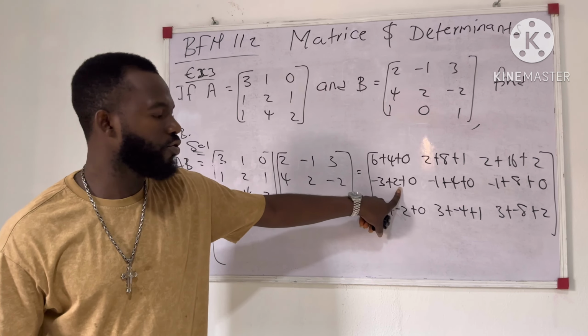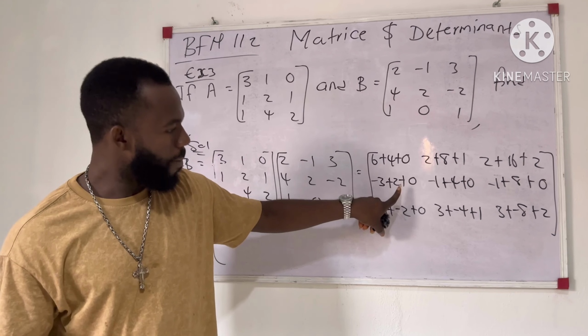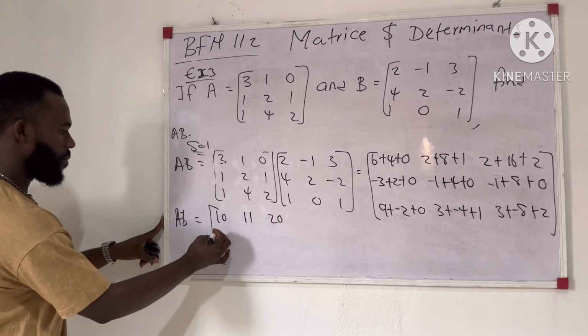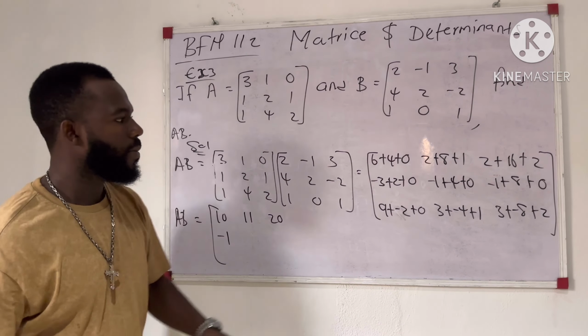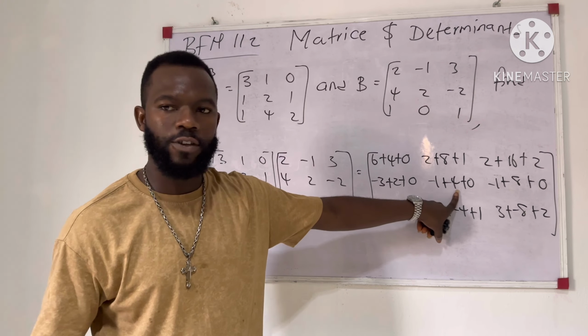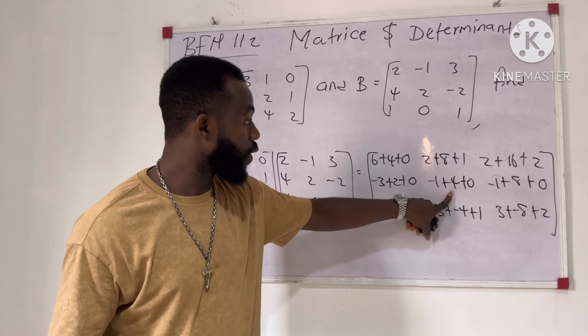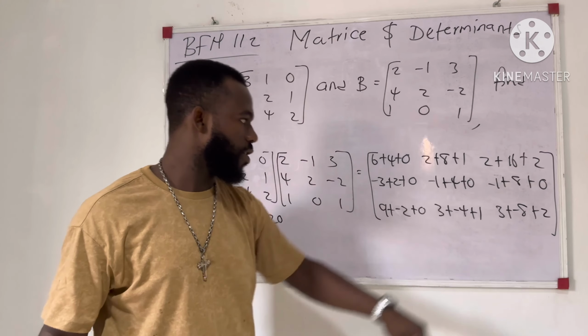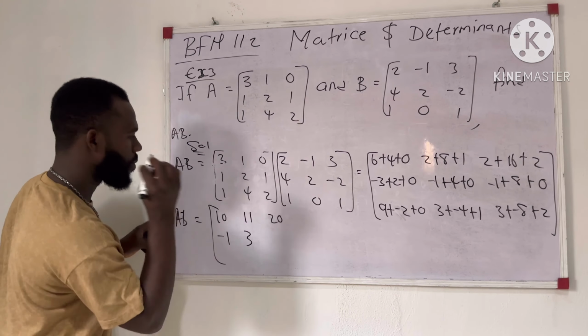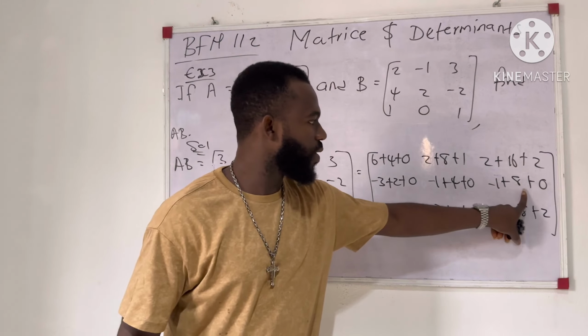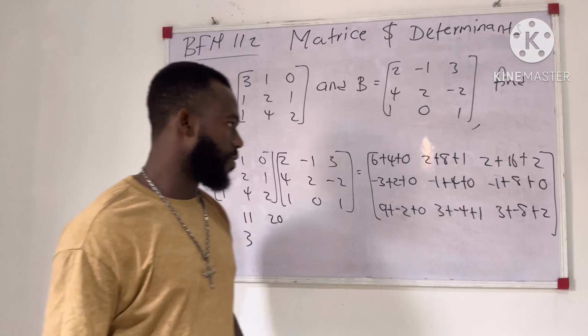Minus 3 plus 2 gives us minus 1. And minus 1 plus 0 gives us minus 1. Now, minus 1 plus 4 gives us minus 3. Sorry, minus 1 plus 4 gives us 3. And 3 plus 0 gives us 3. Minus 1 plus 8 gives us 7. And 7 plus 0 gives us 7.